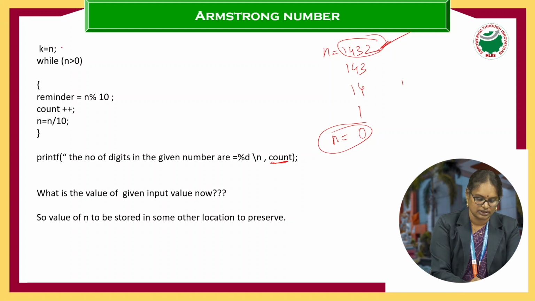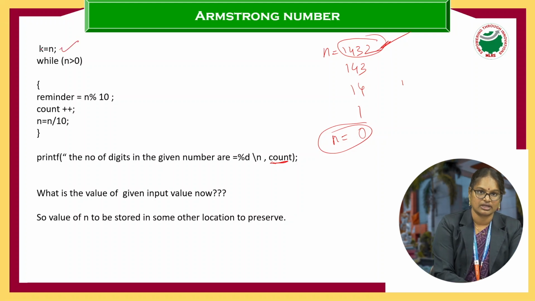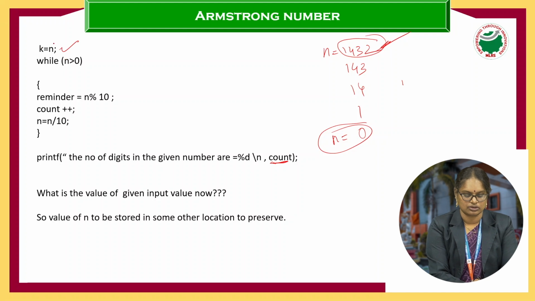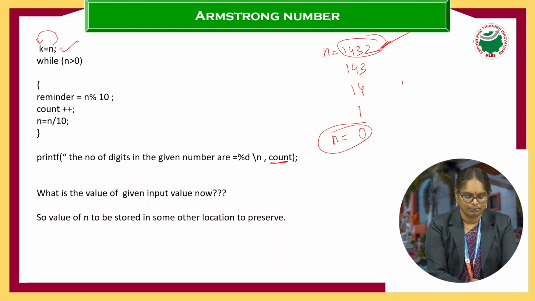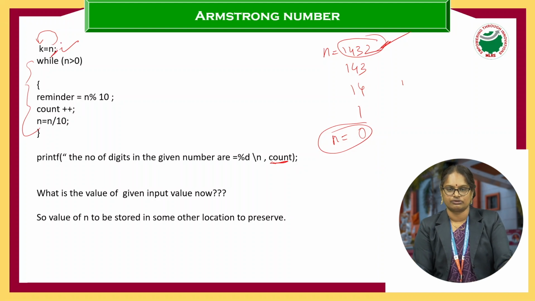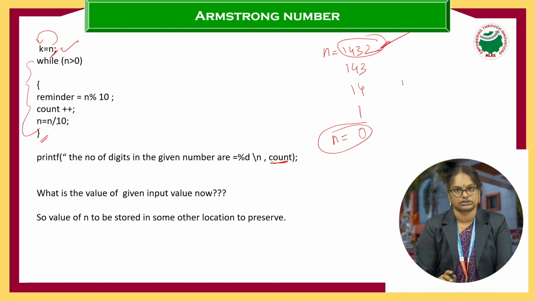So I am doing that: in the starting itself, I have given k is equal to n. So the n value, apart from existing in n as 1432, in k also I am putting that to be 1432. And now I performed all these steps on n. So k has the original value 1432, n doesn't have the original value of 1432 by the end of this. Okay.